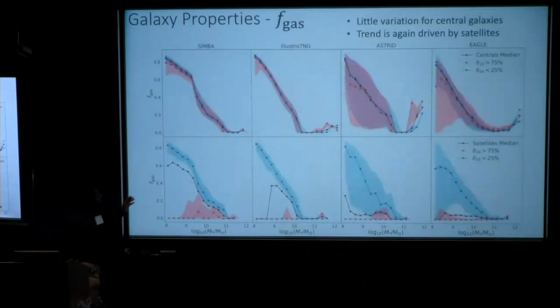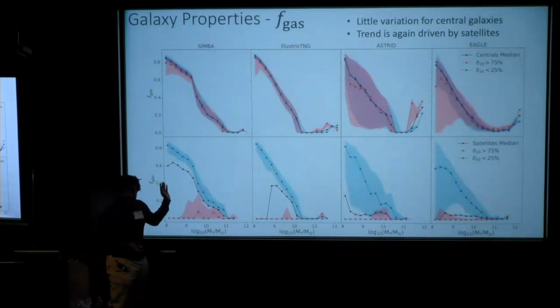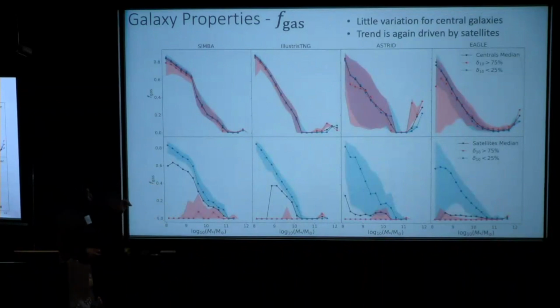Gas fraction, once again, we see very consistent results across every galaxy formation model, with blue being over red in every mass bin as long as we're isolating satellites. And once again, trends are very weak when isolating centrals.